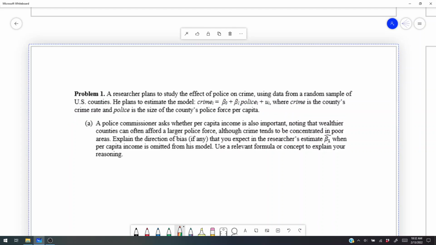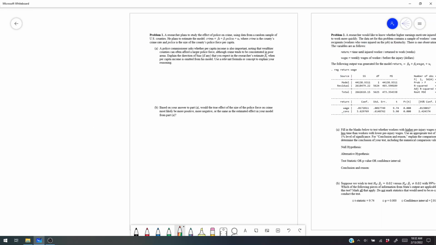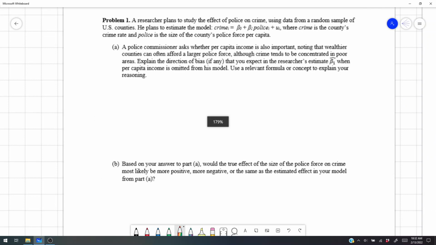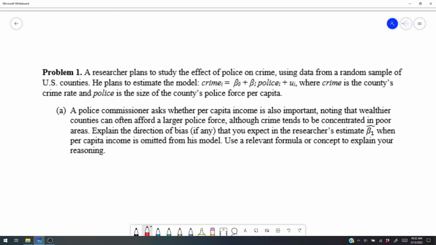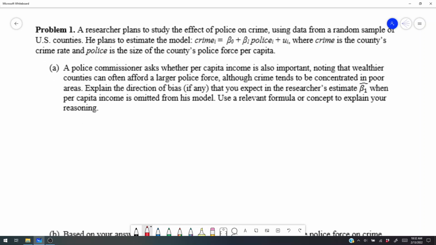Good. The police commissioner asks whether per capita income is also important, noting that wealthier counties can afford a larger police force. Well, of course it is. The income in an area or the wealth in an area is going to be a primary determinant of both the size of the police force and the amount of crime that happens in that area. So, yes, absolutely. This is a very important omitted variable.